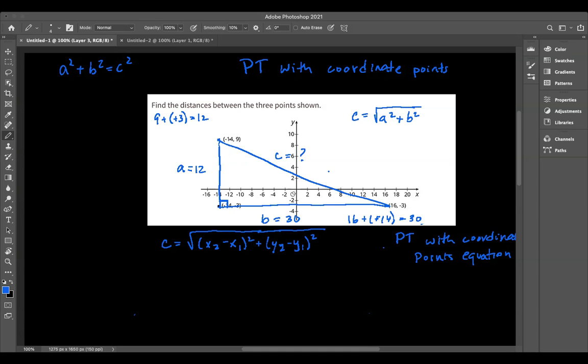So let me do this. We're going to take y2, which is 16, and minus that from y1, which is 14, and I'm going to square that. And then I'm going to do the same thing here: negative 3, I'm going to minus that from 9, and square that.